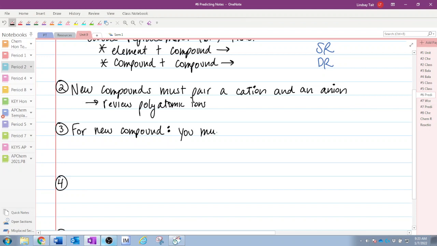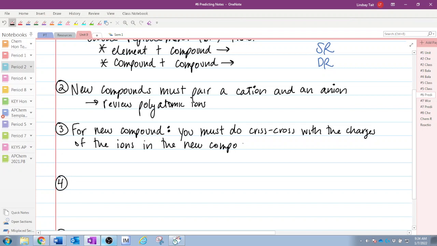You must do crisscross with the charges of the ions in the new compound. And that is the only way that you can determine the correct subscripts. You must do crisscross with the charges of the ions in the new compound to determine the correct subscripts.